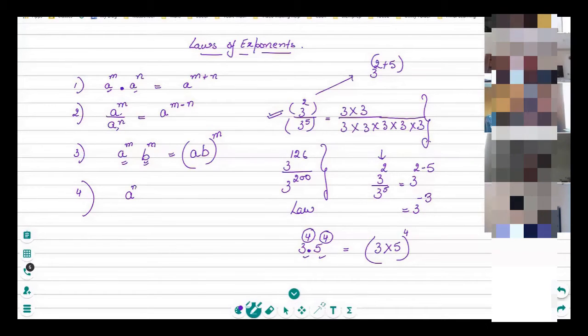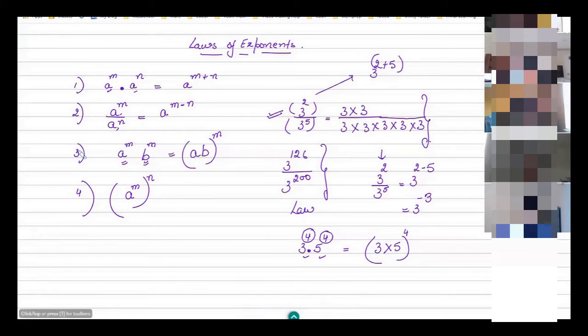That means m, and this whole thing is again to the power n. To make it look easier, let me just write it over here. 3 to the power 5, and this whole thing again to the power of 7. Can anyone tell me what should happen?